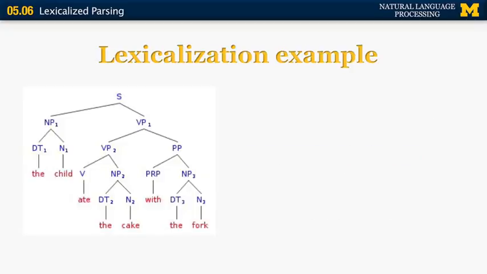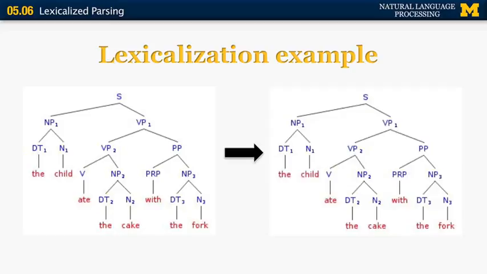So here's an example. We have the parse tree from the previous segment for the sentence, the child ate the cake with a fork. We want to convert this into a lexicalized form, and this is done by starting from the lowest level of the parse tree, the terminal symbols in the words, and by extracting the heads of every constituent in a recursive way until we reach the top of the sentence. So we're going to start with the individual words.